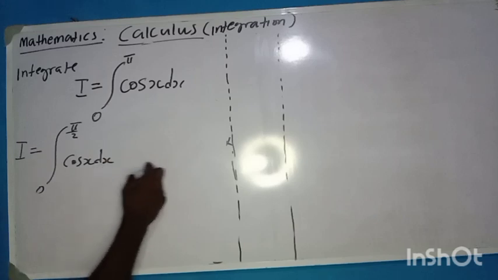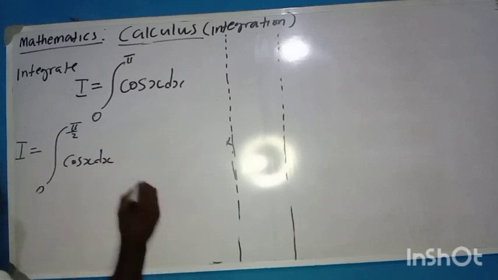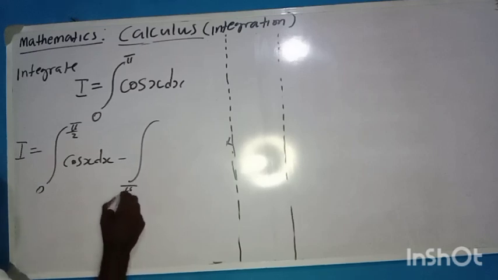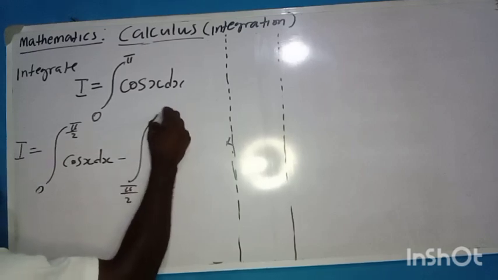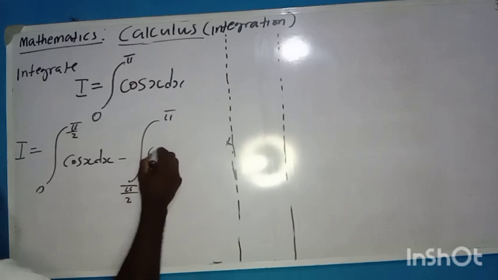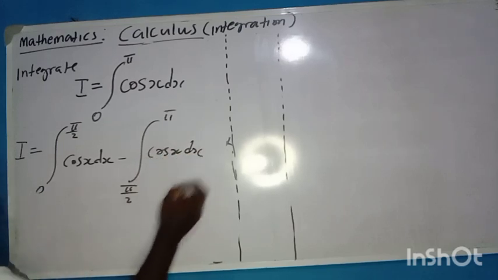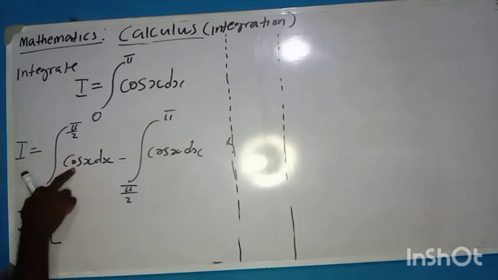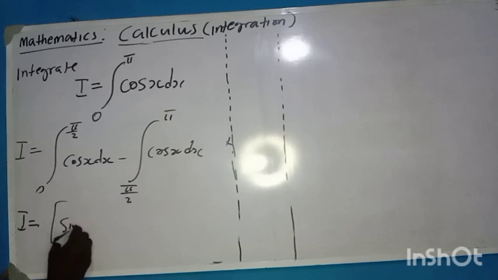Now, recall that the second quadrant is going to give us minus. So that is minus the integral from pi over 2 to pi of cos x dx. Understand that? Once we do this, we are done with this question. So I is equal to, if we integrate cos x, we're going to have sine x, right?